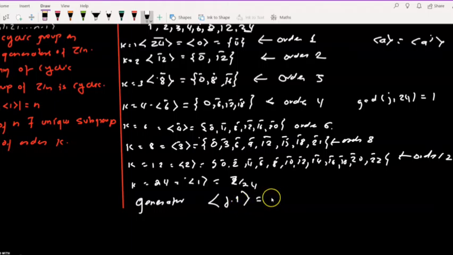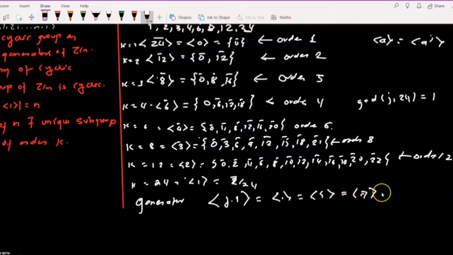So one is obviously there, right? Then this one obviously is there. And what are the J's with GCD with 24 equal to 1? 2 is not there, 3 is not there, 4 is not there, 5, right? 5 would also generate the same subgroup. Then 6 is not there, 7, yes.